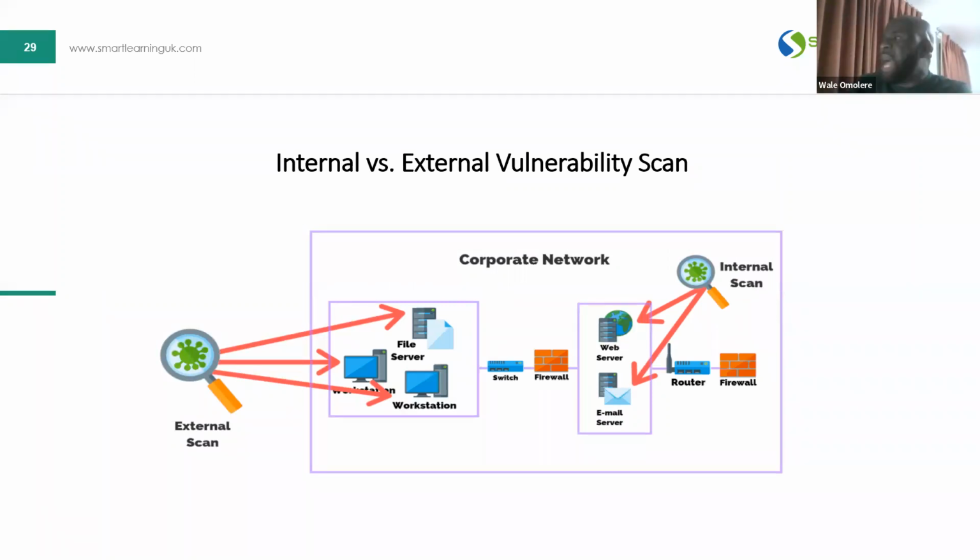So to further explain this concept of inside and outside, or internal and external, I use this illustration. What you can see here is a corporate network. On the left-hand side, you can see external scan. If you look at this little gray box here, you could liken this to your perimeter. This perimeter is what actually demarcates the inside from the outside.